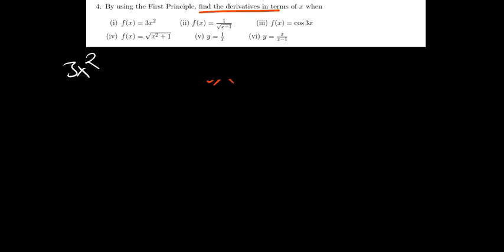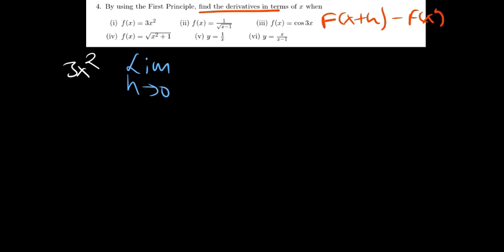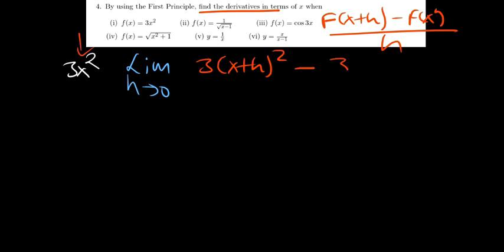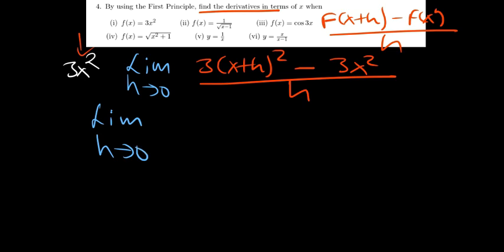Now how do we show that using the first principle? So our equation, the limit as h approaches 0. Now don't forget the equation is f of x plus h minus f of x divided by h. For f of x plus h, it implies where there is x, you put x plus h in the function. So we're going to have 3 times (x plus h) squared, and then minus f of x, which means the original function itself, divided by h. We'll maintain the limit as h approaches 0, and then of course we have a 3.